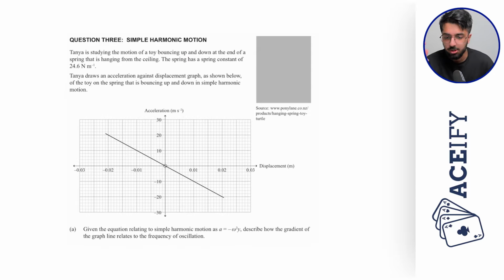Tanya is studying the motion of a toy bouncing up and down at the end of a spring hanging from a ceiling. The spring has a spring constant of 24.6. Tanya draws the acceleration against displacement as shown below, and the toy is bouncing up and down in simple harmonic motion. Describe how the gradient of the graph relates to the frequency of oscillation.